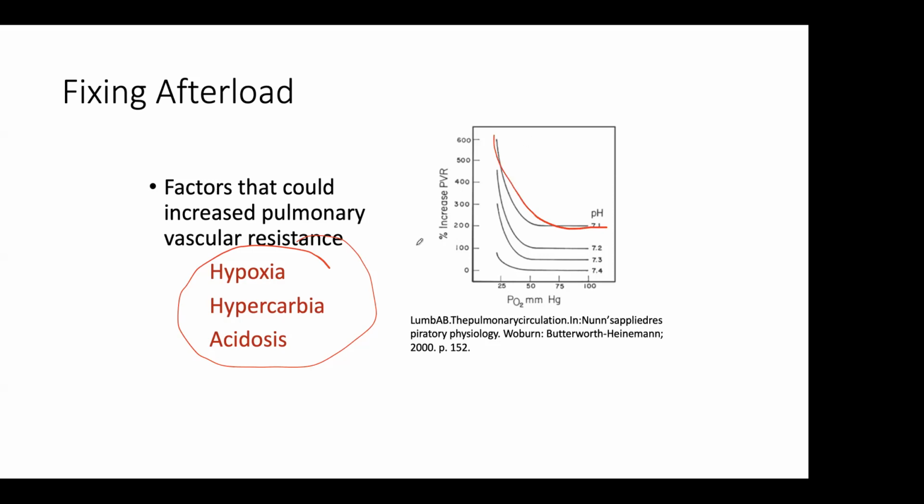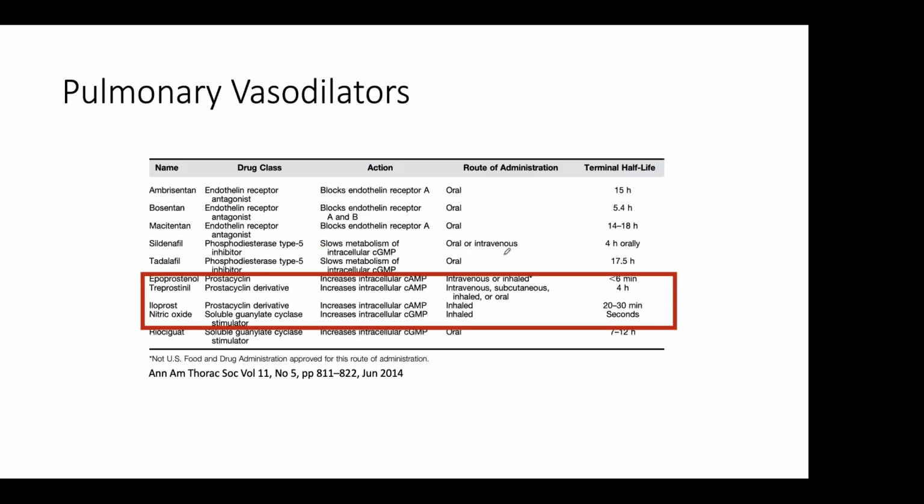It's very impressive. So fixing the underlying hypoxia, hypercarbia, and acidosis can certainly help with your afterload and manage your pulmonary vascular resistance. Now, you can consider using some agent that could reverse the pulmonary hypertension itself. There are some drugs that target the cellular pathways that have been implicated in the pathophysiology of pulmonary arterial hypertension.